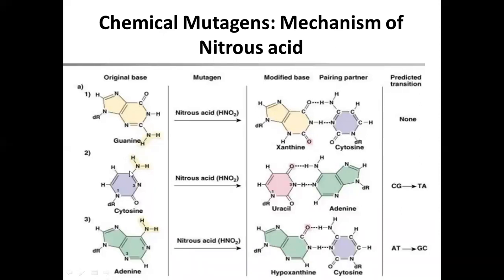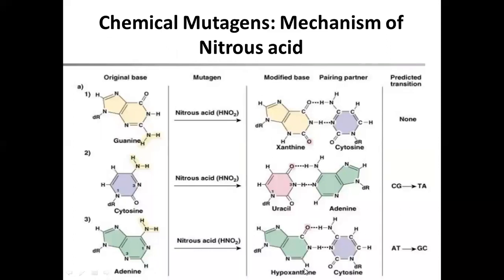And then we have cytosine here. And remember, we have the amino group there. Through this mutagen, the mutagen is going to cause this amino group to be converted into the keto group here. And then adenine, in the presence of this mutagen of nitrous acid, is going to convert this amino group into the keto group.